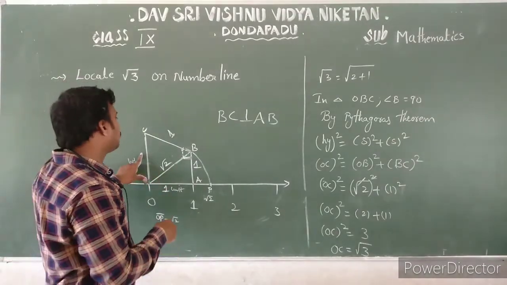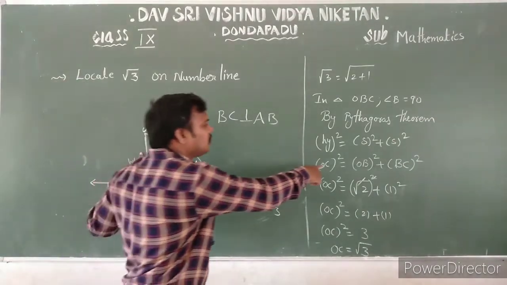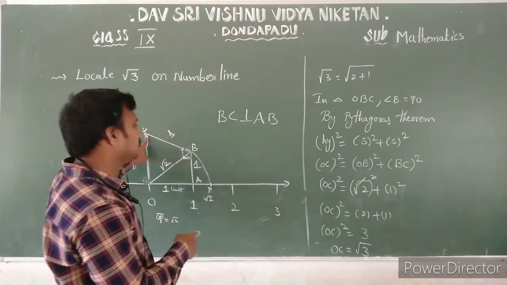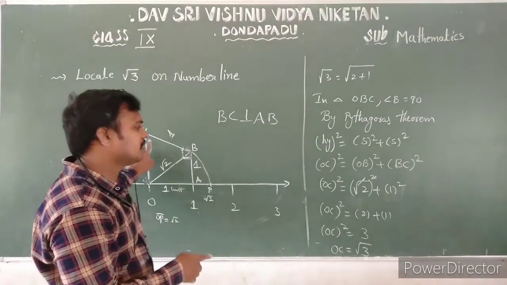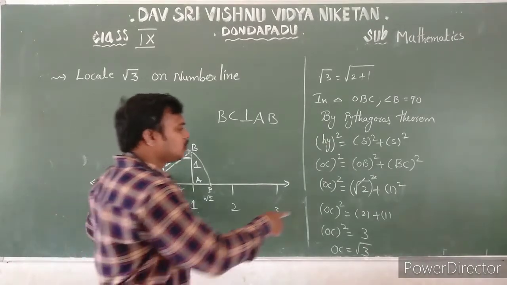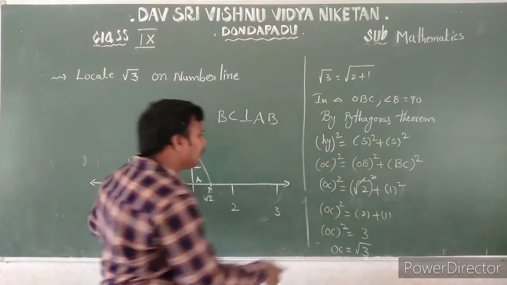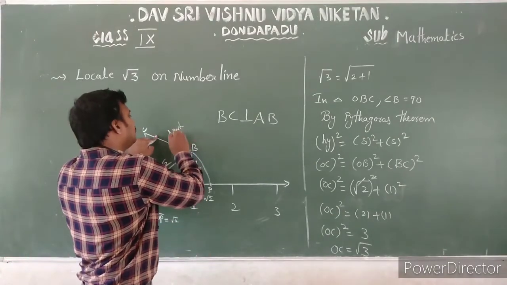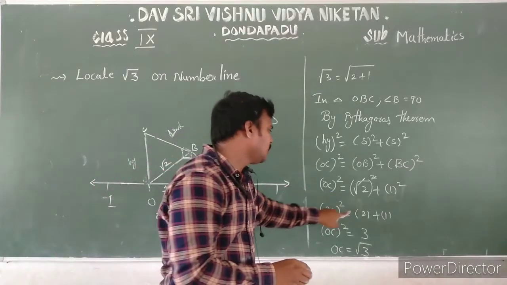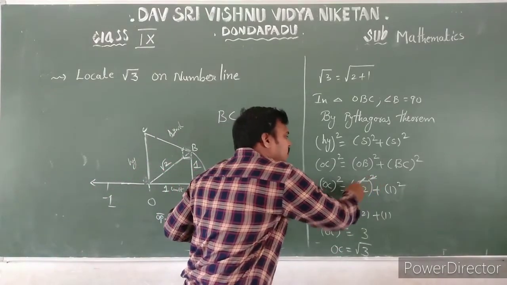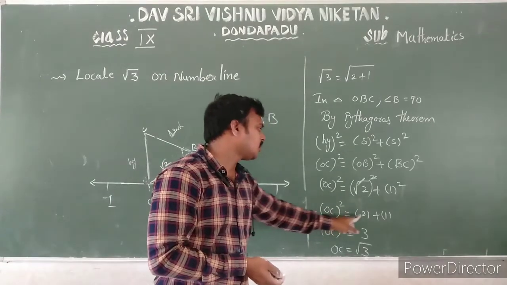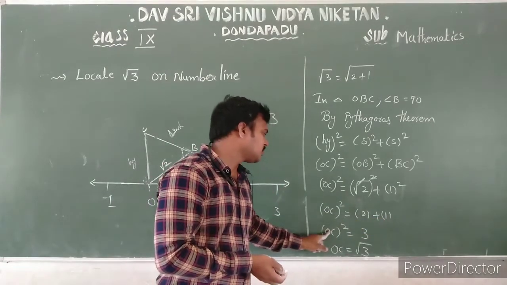So OC square equals OB square plus BC square. The length of OB is root 2, so root 2 square, plus the length of BC, which is 1 unit. Cancelling the square root and the square, we get 2 only. Then OC square equals 2 plus 1, so OC square equals 3.